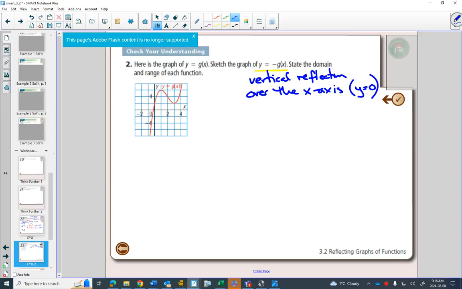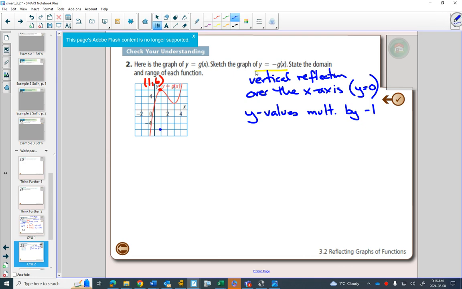So I think about what kind of reflection it is. I think about what's happening. I think about my y values. They are going to get multiplied by a -1. So I can take specific points. This looks like a really important point, and that point is at 1, 6.